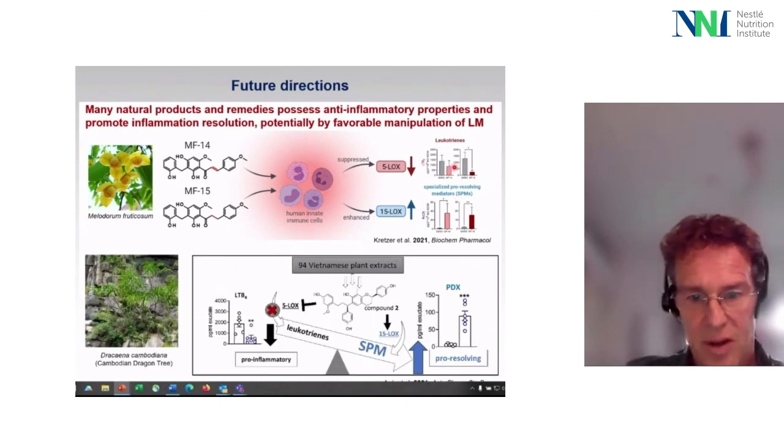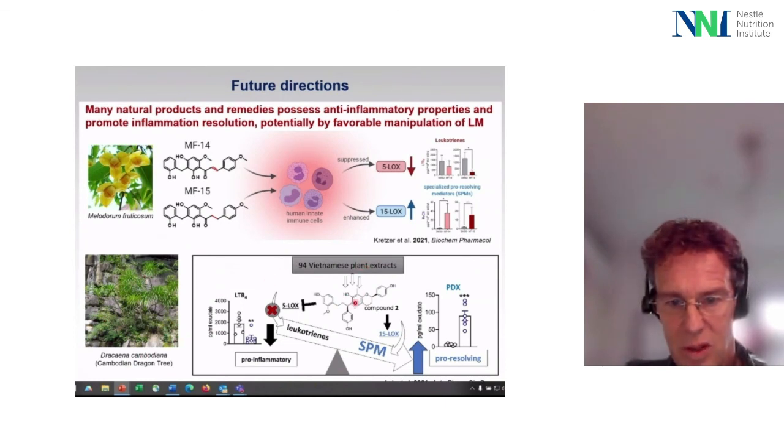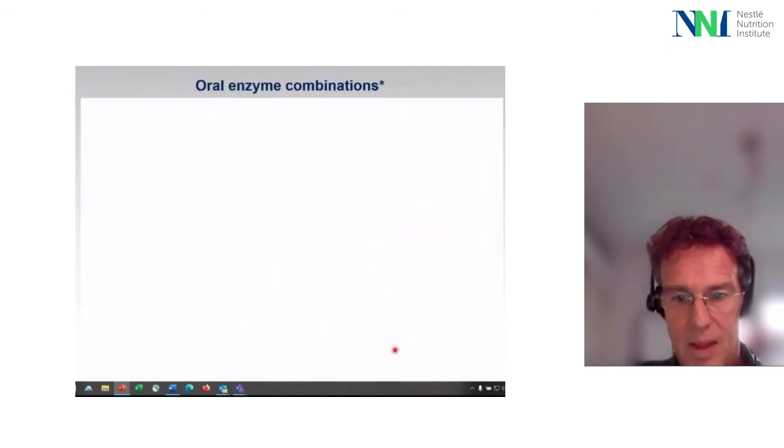And similarly, we found a novel compound, which we named compound 2. And this is derived from Cambodian dragon tree. And we screened actually 94 Vietnamese plant extracts, and among those, this came out, and we identified that compound as a compound that inhibits 5-LOX, that represses leukotriene formation but elevates SPM formation.